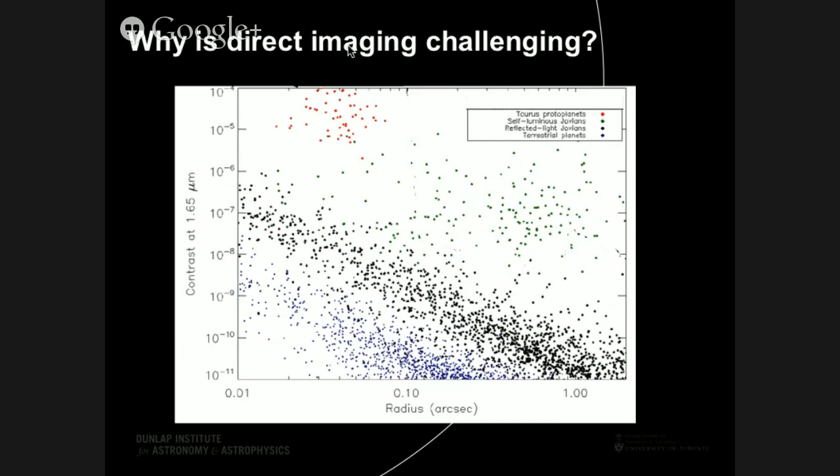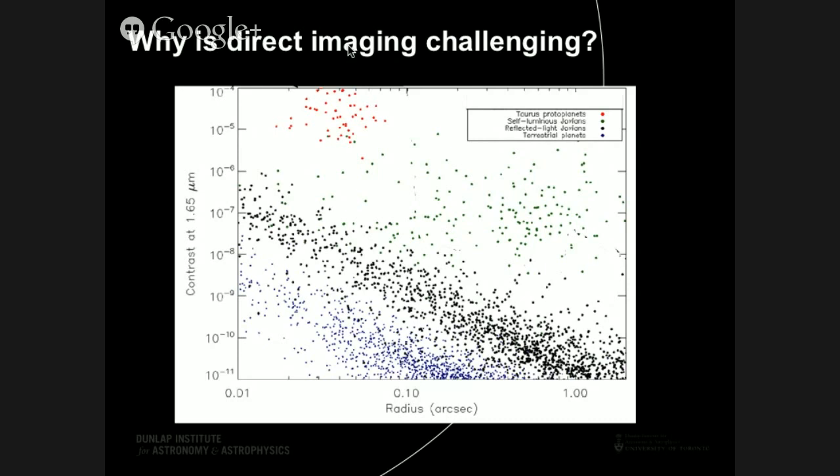How is contrast defined? What is the baseline for comparison? The flux of the star versus the flux of the planet, basically. So the total flux of the star in this wavelength band, at this location. You're just saying all the light you can see from the star versus the planet? Yes, so it's total in this wavelength band. This one is at 1.65 microns, so it's at H band.